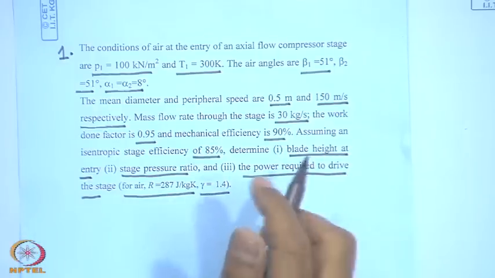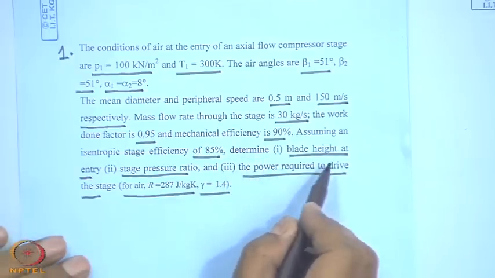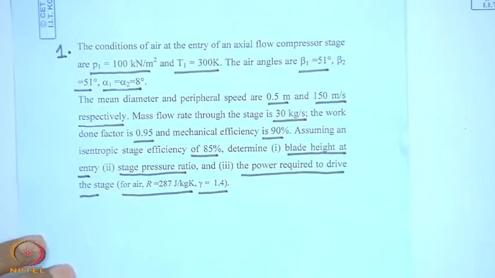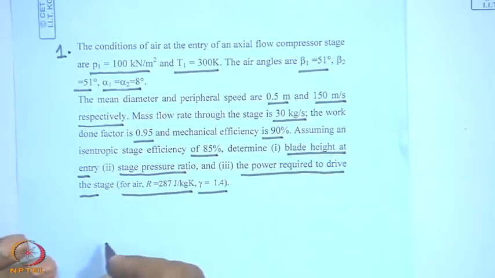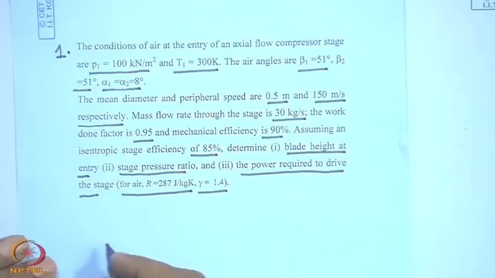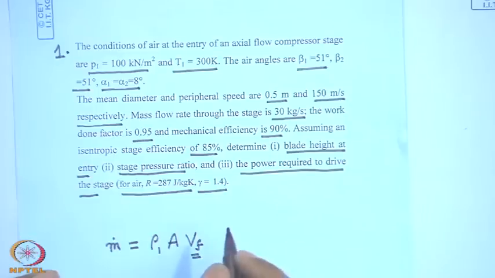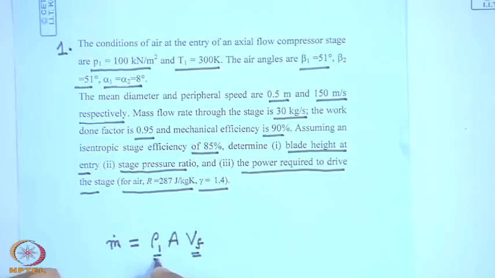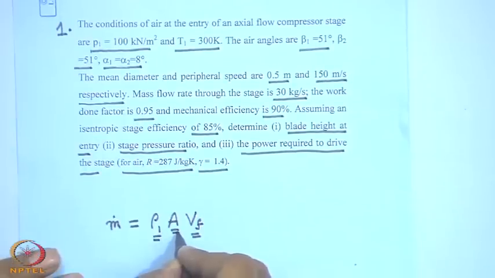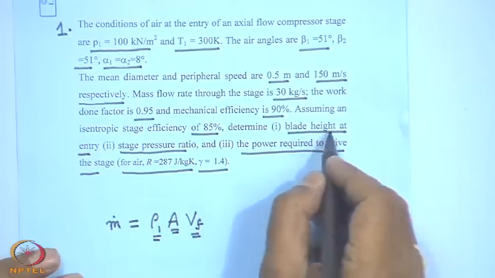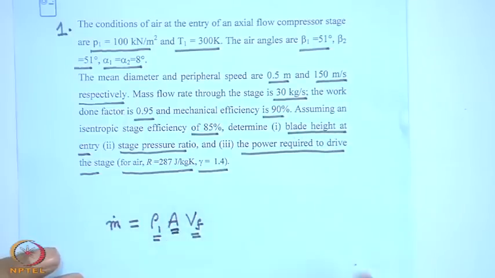Now, to find out the blade height at entry, first of all, you have to understand that blade height is geometry, which is basically related to the area at the inlet. So if we write the equation of mass flow rate, we have to select this equation to find this. We can write rho 1, the inlet density, and the area at inlet and the velocity of flow, which is same throughout. Now here, first of all, we have to find out A, rho 1. Within A, that is the annulus area, the blade height is there. The blade height can be found out from the annulus area A.